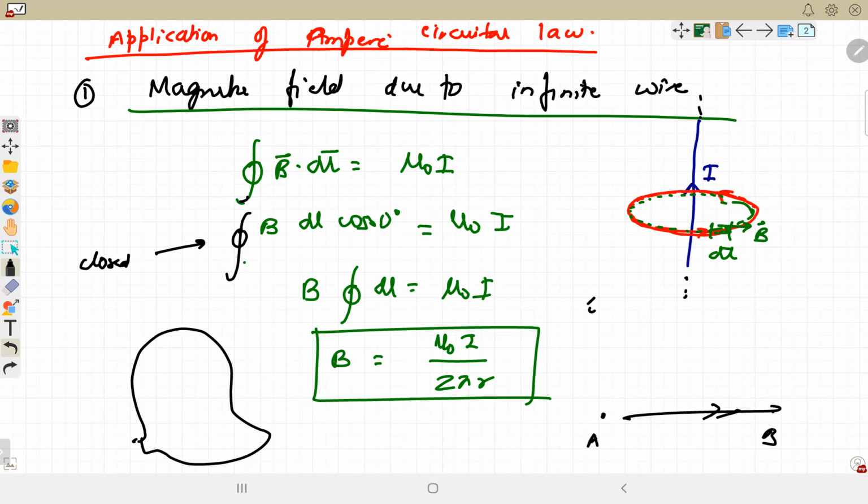Now this dl decides it is along the length. In the case of Gauss law, it was dA, so we have to choose a small surface. This integral cannot be performed from one point to another point. You have to come back to the same point again. That's the meaning of this circle here.